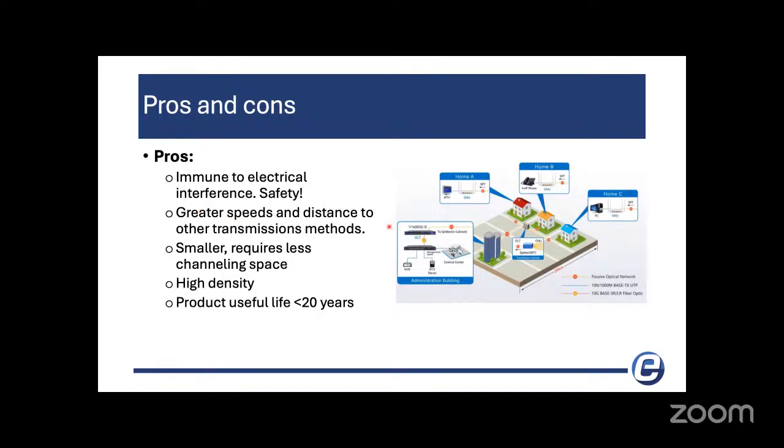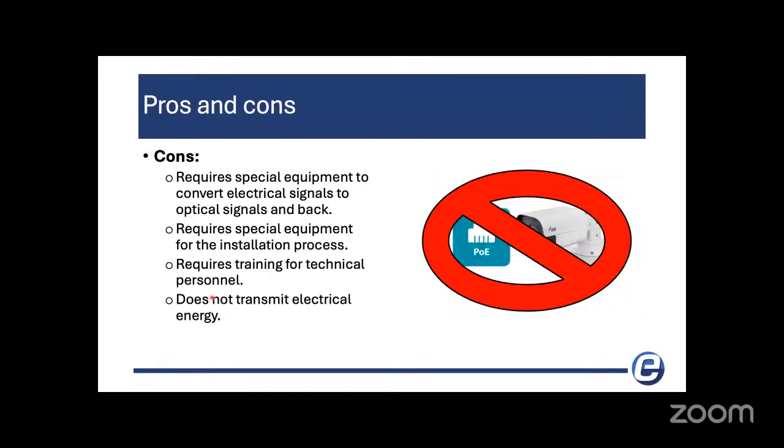It gives you greater speeds than other transmission methods like copper. It's smaller, so it requires less channeling space. So it's good for offices or cramped spaces where there's already a lot of infrastructure like copper. You can put it next to the copper, and because it doesn't carry any electrical signals, it's immune to electrical interference. It's high density and it has a large product lifespan, 20 years plus.